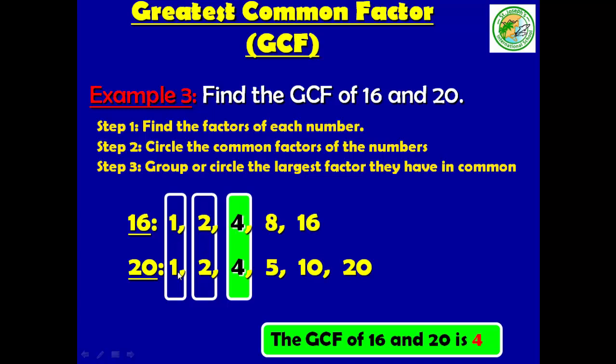Let's circle the common factors, which are 1, 2, and 4. They are common between factors of 16 and factors of 20. And to find the greatest common factor, take the greatest number here from the common, which is 4. So GCF of 16 and 20 is 4.